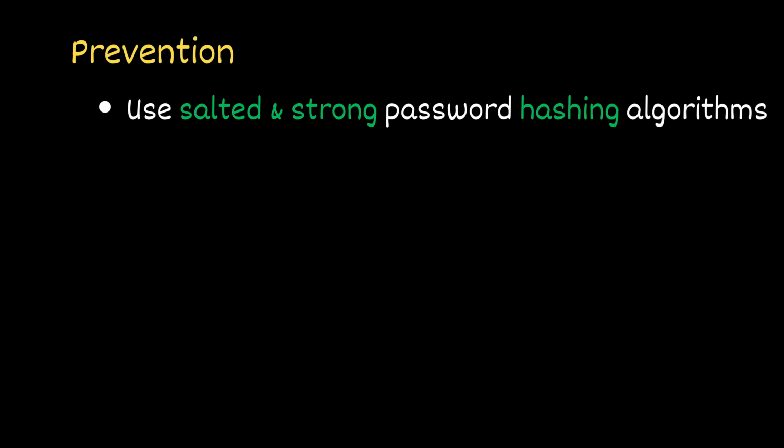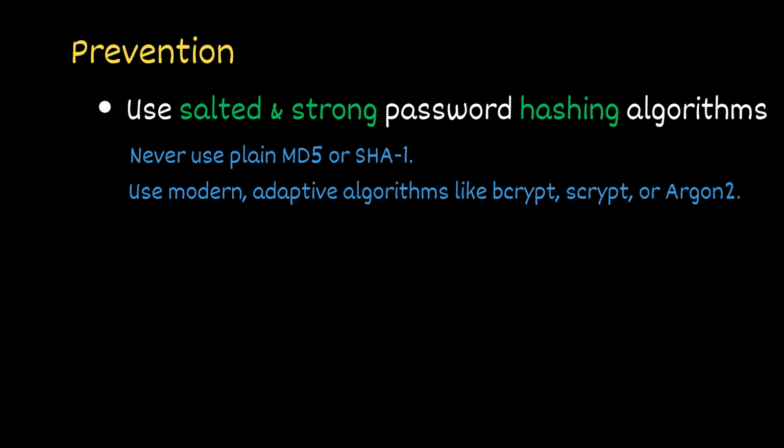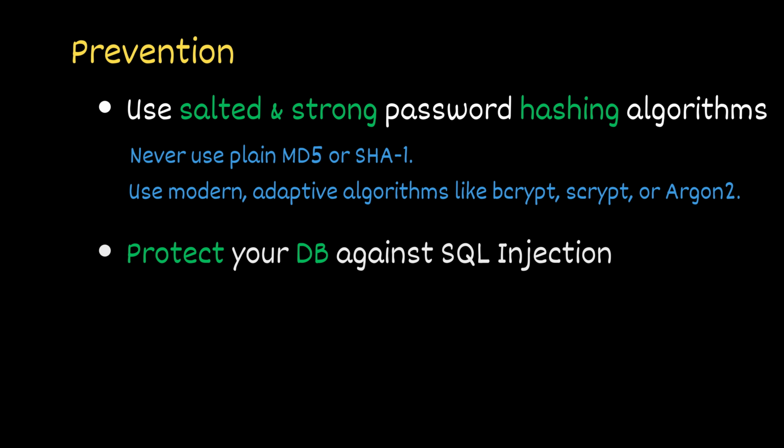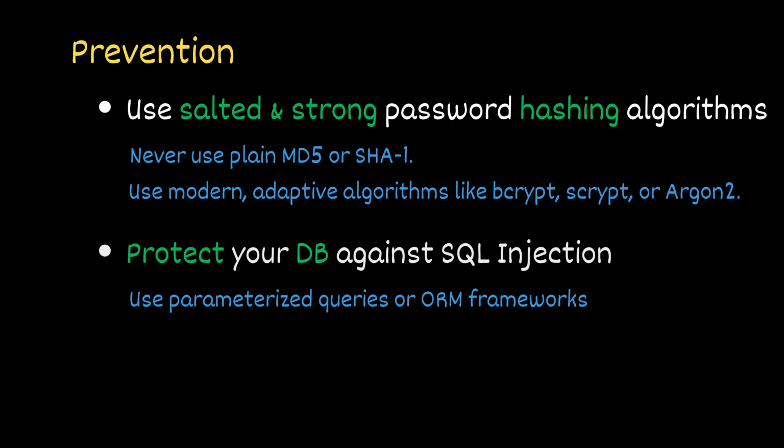Here are a few best practices every developer and admin should follow to secure their users and their data. Use salted and strong password hashing algorithms. Never use plain MD5 or SHA-1. Use modern algorithms like bcrypt, scrypt, or argon2, and always add a unique salt per user. Protect your database against SQL injection. Use parameterized queries or ORM frameworks that handle escaping automatically. Never directly insert user input into SQL statements.